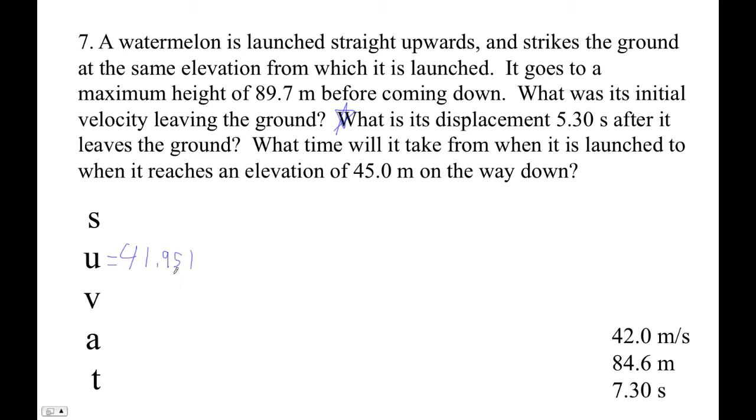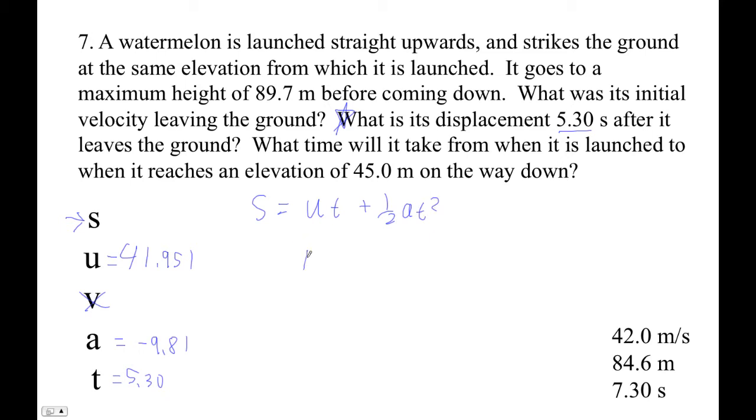I've actually just got it here on my calculator. I'm going to use all of it when I do my calculation. And now we want to know the displacement 5.3 seconds after it leaves the ground. So t is 5.30, and a is negative 9.81. We want to find displacement. I think we want to use this one, with no v: s equals ut plus 1/2 at squared.